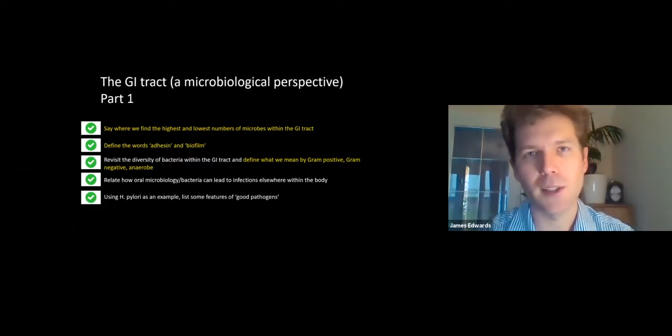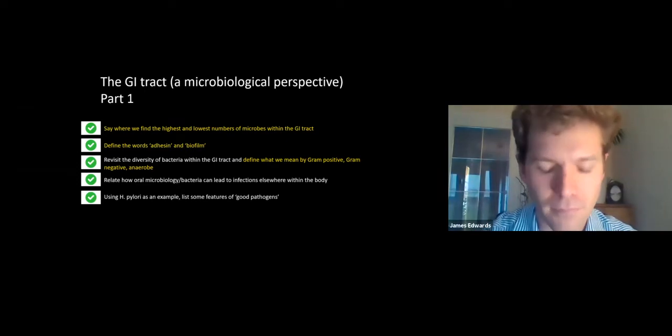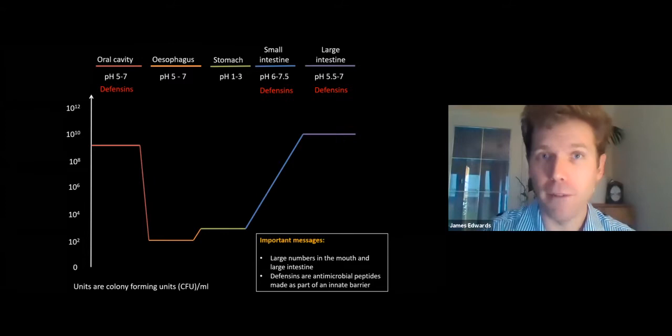This is a specialized bacterium which grows within the stomach. We'll use H. pylori as an example to highlight a couple of features which are found within, let's say, good pathogens. More on that a bit later. We'll start by thinking about where we find these things.